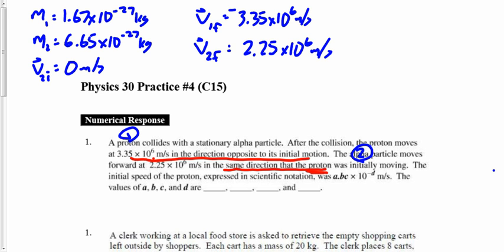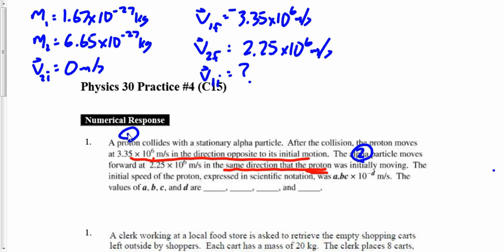We're looking for the initial speed of the proton. That would be V1I. Yeah, this is like the traffic accident, right? Where the police officer's trying to figure out how fast the car was moving before the collision, except that we're dealing with protons and alpha particles instead of cars.